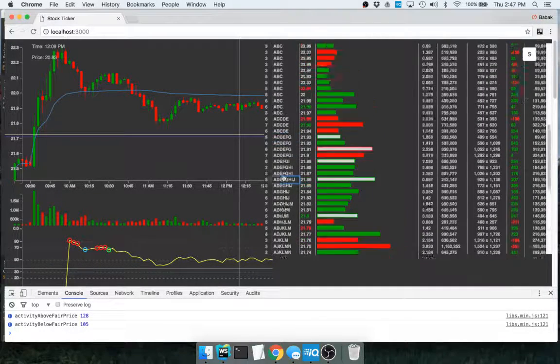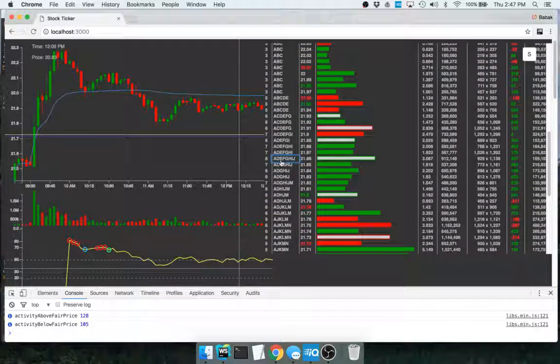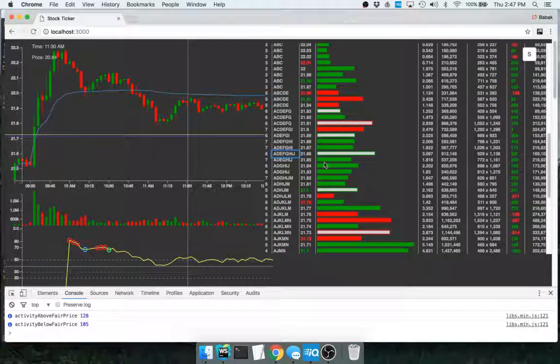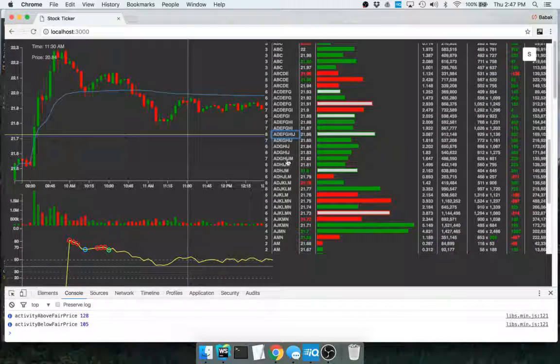minus the single prints. These are basically rejected, so we don't count these. Only double prints and more get counted. And so as you can see here, it says activity above fair price is 128. Activity below fair price is 105. So this is basically saying that the longer term trader was more active selling in the value area. And so this is just one of the components that I'm just continuing to build off of using the market profile.